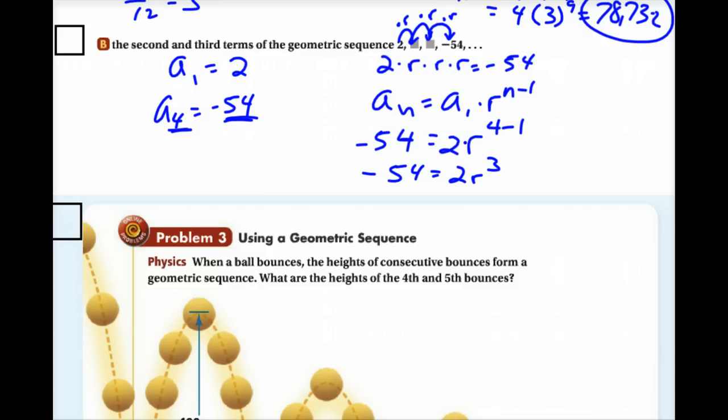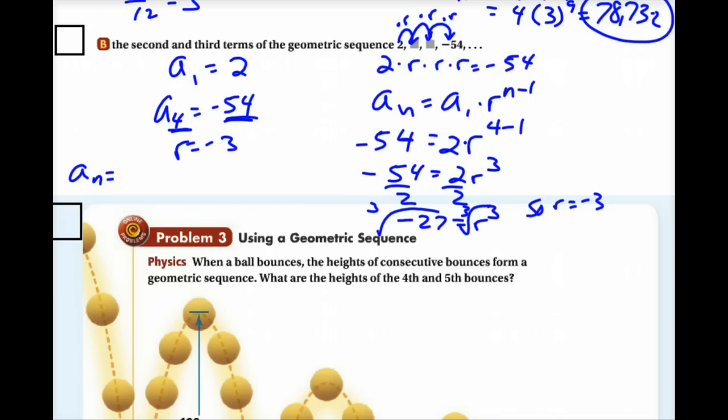Okay, so let's solve this. Divide by 2. And I get R cubed equals negative 27. How do you solve for R? Third root. So R is negative 3. So I've got my R, I've got my A1. Now I can get my formula. A sub n equals 2 times, you have to have the parentheses here, you're going to get it wrong, negative 3 to the n minus 1. If I want to find the second term, that's A sub 2. I can simply plug in a 2 right here.